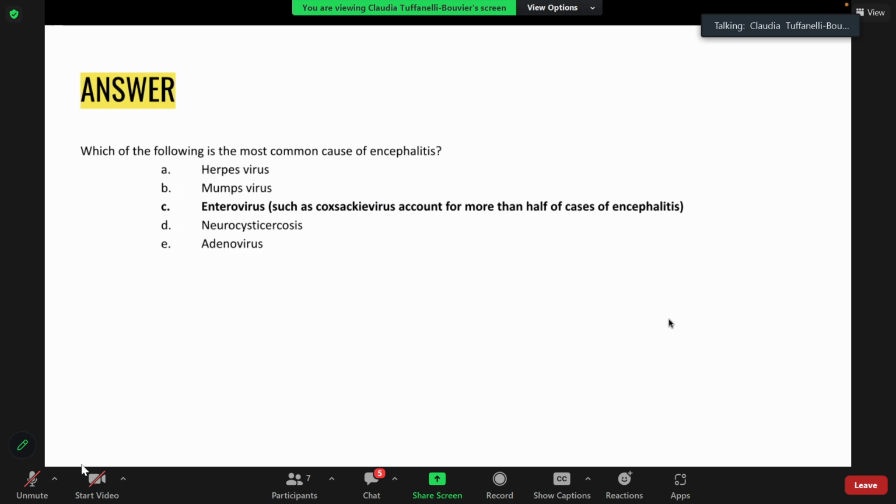which is just more common. So enterovirus. HSV encephalitis is the most important to know because it's the most important to treat, and the most important with your diagnosis is going to be the herpes encephalitis. But enterovirus is the most common.